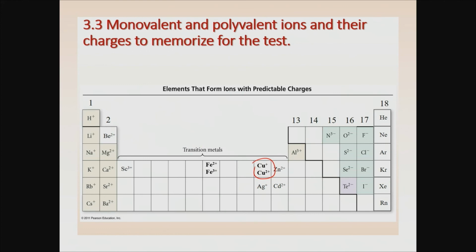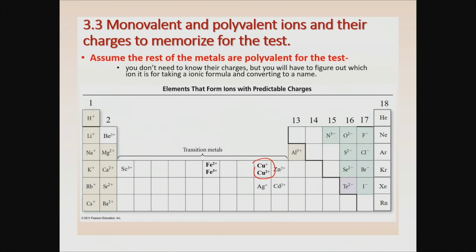Now there's another one that you should know, and that's iron. Iron can either be in the +2 or the +3 state. And again, what state it's in depends on the compound it's in and the counter ion it's bound to. Now, one thing you should know is that all the other metals in the periodic table, you should assume that they are polyvalent for the test.